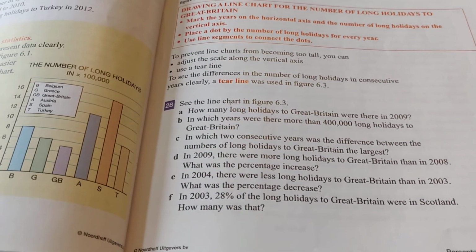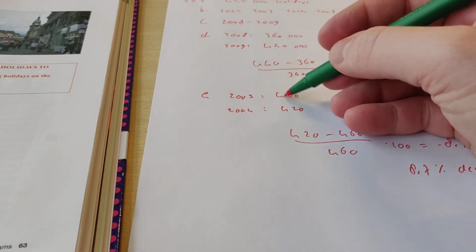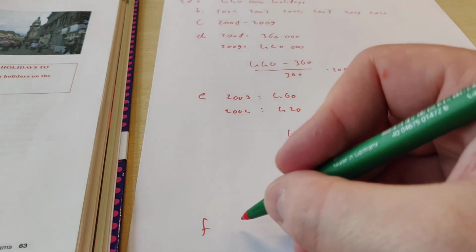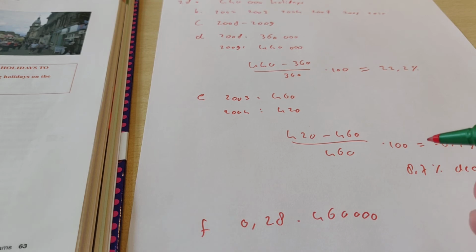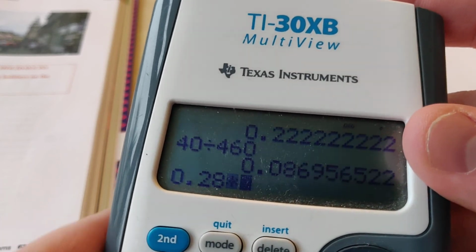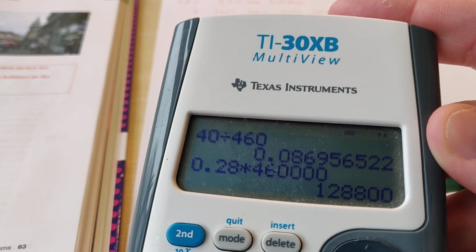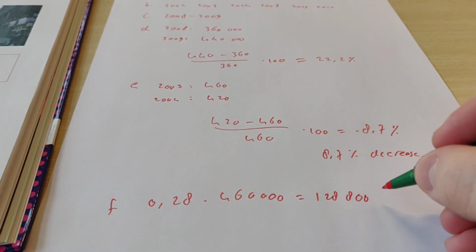Now we're going to go to F. In 2003, 28% of the long holidays to Great Britain were in Scotland. How many was that? Well, in 2003, we already saw that there were 460,000 long holidays to Great Britain, and 28% of that was in Scotland. So we calculate 28% of 460,000, and then we know how many that is. If you want to type that into your calculator, 0.28 times 460,000, and then we have this number: 128,800 holidays.